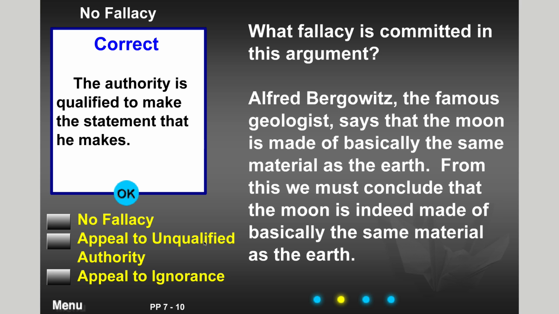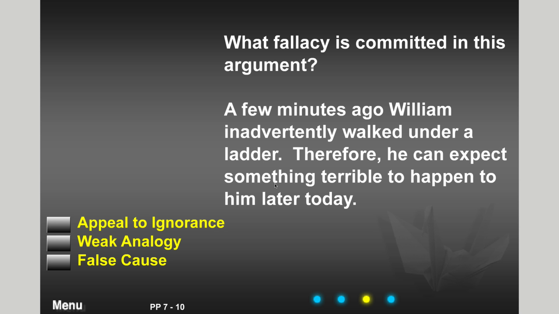It's going to be either one of these 2. Okay? But he's qualified. Geologists are people who study rocks. That is the matter of the Earth, but geologists also study moon rocks.